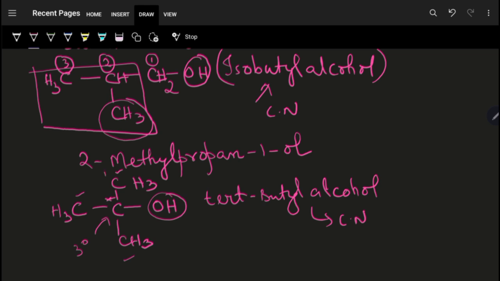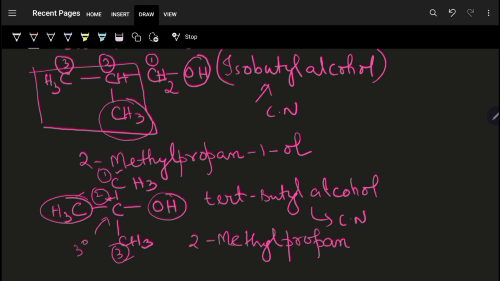What should be the IUPAC name? You number it anyway. You have to select the longest carbon chain, otherwise you will get only 2 carbon atoms having OH. So first go for the longest carbon chain having the functional group. So it is like this. The name is 2-methyl, at position 2 there is a methyl. So 2-methyl, 3 carbon atoms in a chain. So propan, at position 2 there is OH. So propan-2-ol.